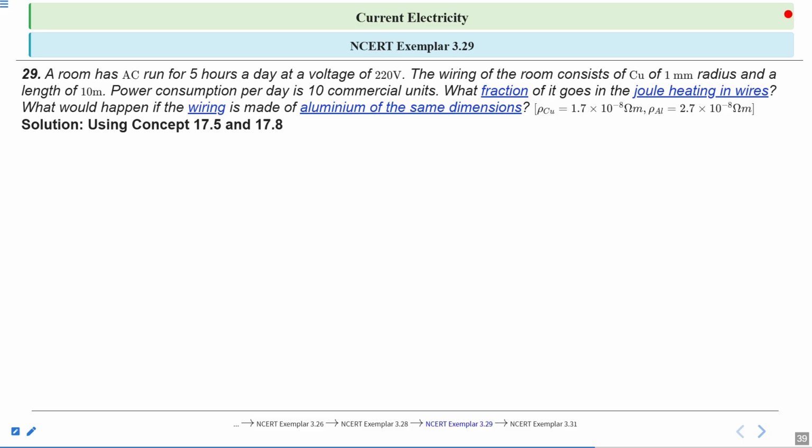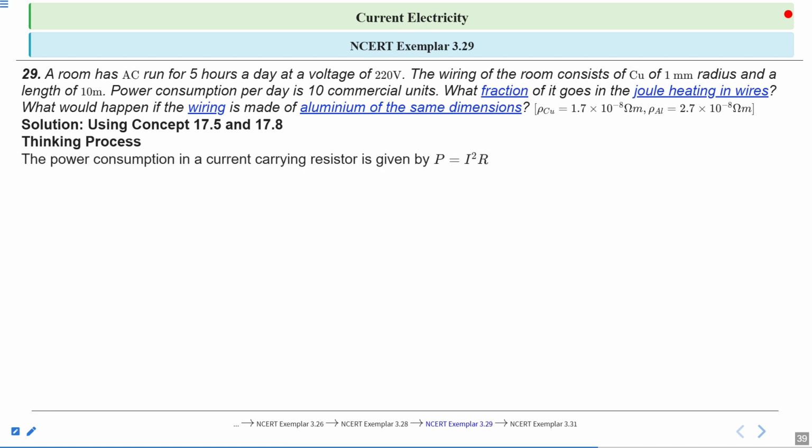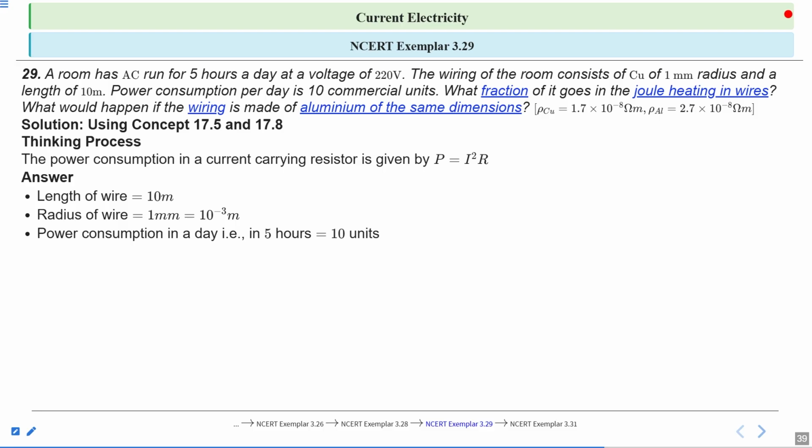So using concept 17.5 and 17.8, what is the thinking process for this question? The power consumption in a current carrying resistor is given by P equal to I square R. I is the current flowing through the circuit, R is the resistance of the wire. So the length of the wire is given 10 meter, radius of the wire is given 1 millimeter, that is 10 to the power minus 3 meter.